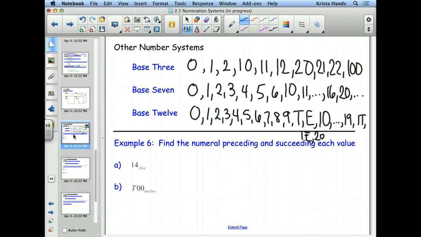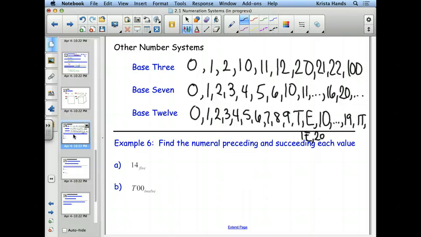If you're feeling a little bit uncomfortable, it's okay, I promise. It's weird, right? This isn't what you're used to thinking and feeling about. This is not how it works in base 10. All right, so we're going to do the same thing we were doing in the other number systems. We're going to try and find the numeral before and after, preceding and succeeding each value.